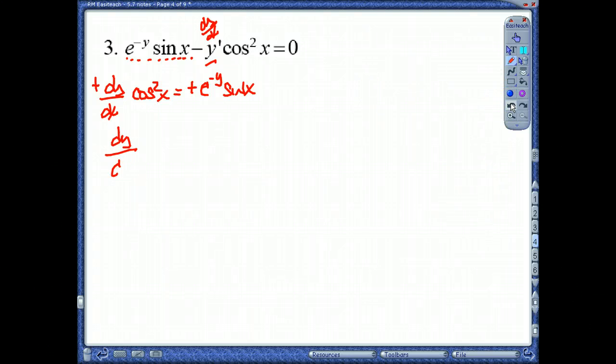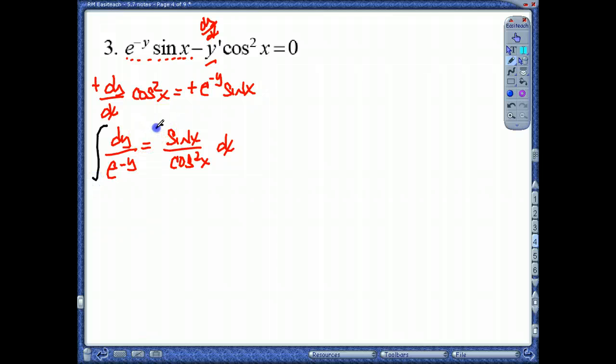I am writing super sloppy today. I apologize. E to the negative y. So I'm going to divide by cosine squared and multiply by the dx. So I'm going to have sine over cosine squared dx. You will always want to simplify if you can.